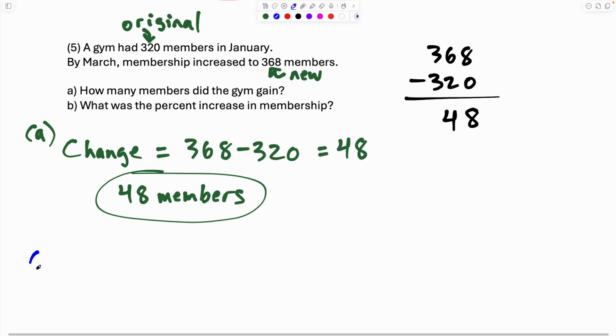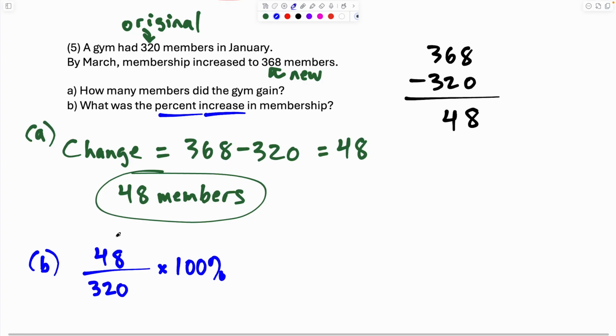So for part B, we want to know what was the percent increase in membership. So now we take the change, which is 48, we divide by the original amount, which is 320, and we multiply this by 100%. So this is another one of those scenarios where reducing this fraction can be a little bit tricky, but we could just start off with nice numbers. So let's think about 48 over 320. Let's say we divide numerator and denominator by 4 first. Okay, so I'm going to divide the numerator and denominator by 4.